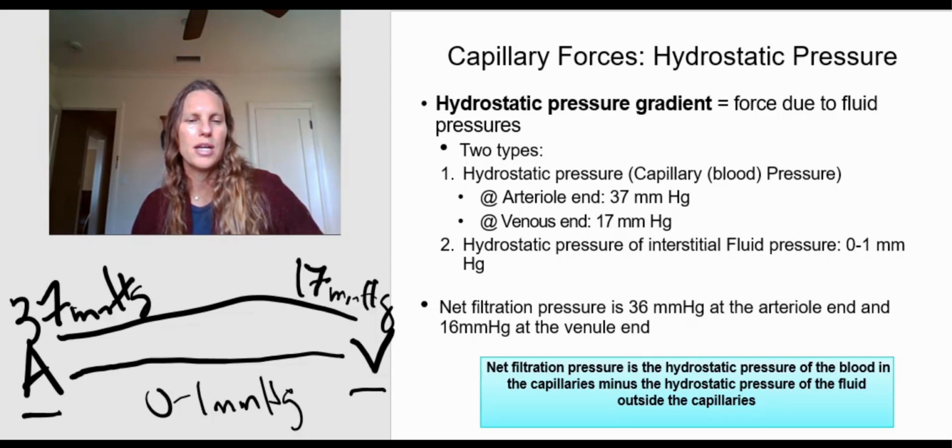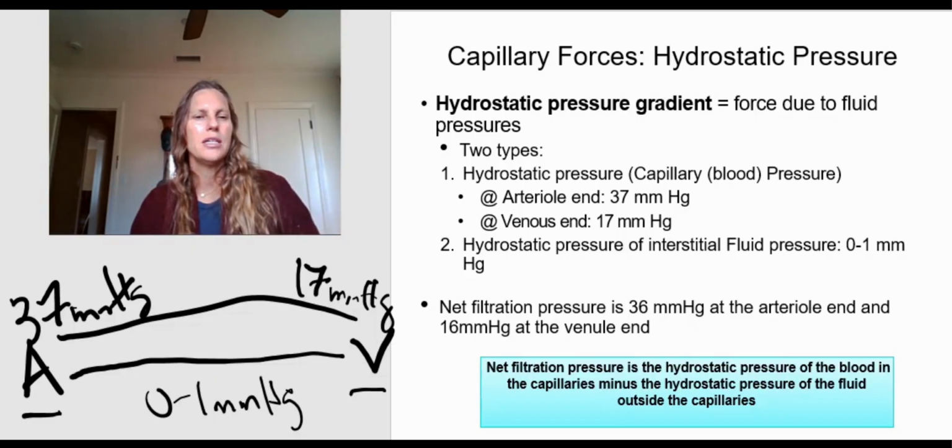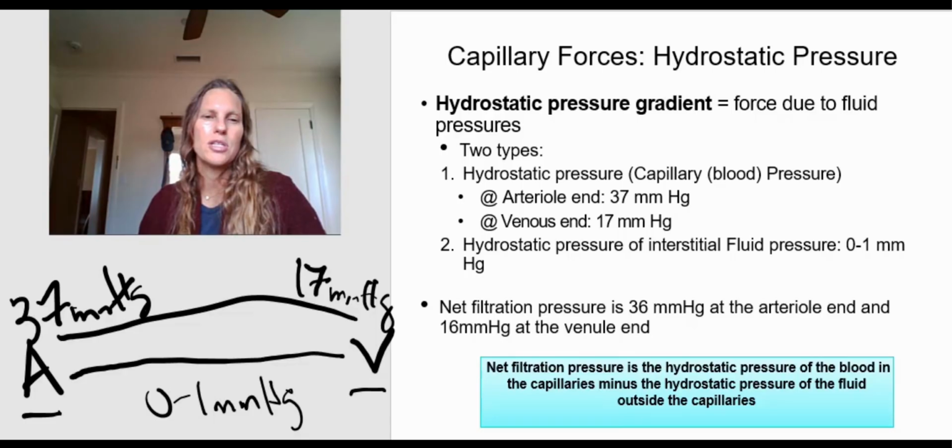So the pressure outside of the capillaries, under normal circumstances, is at most 1 millimeter of mercury, pardon me. So the difference on the arterial end is 37 millimeters of mercury, and on the venous end, given these numbers, is 16 millimeters of mercury. That's your net filtration pressure.